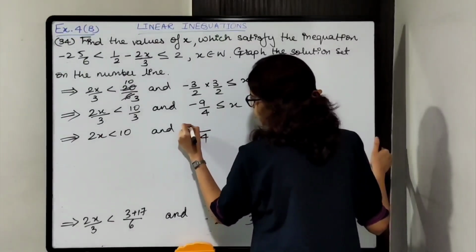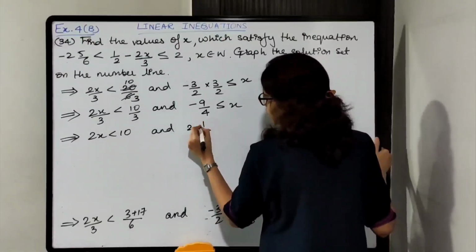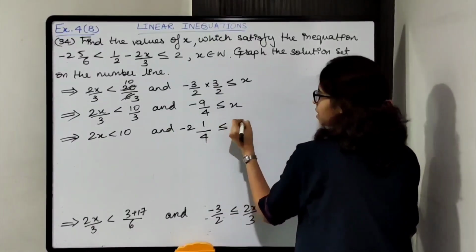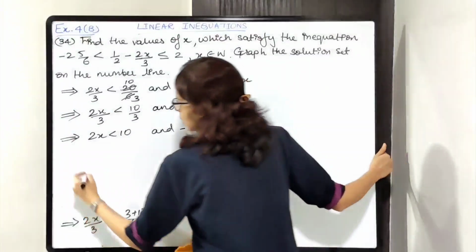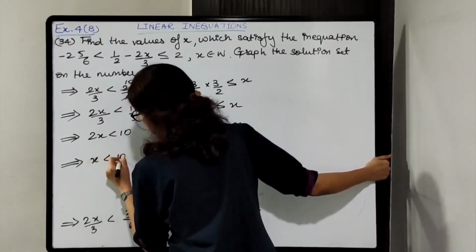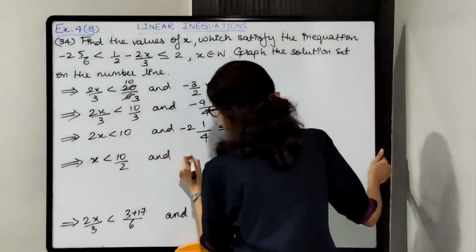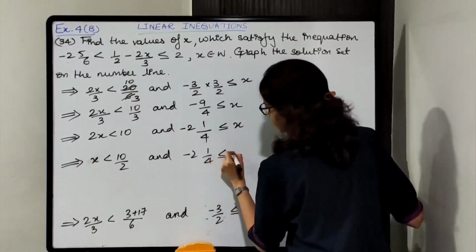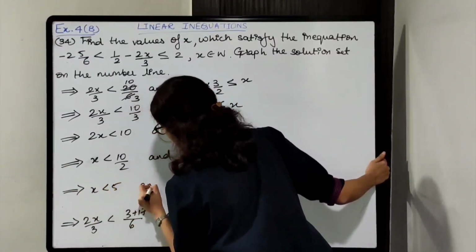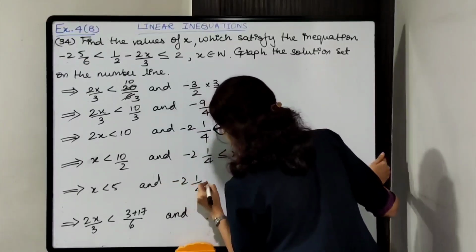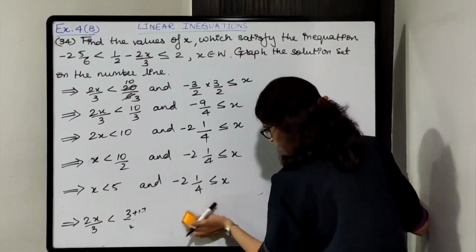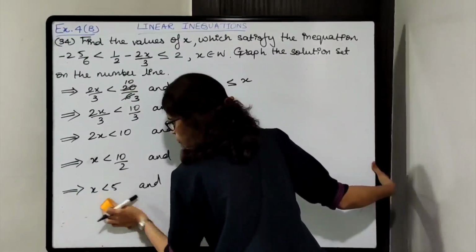So 4 2s are 8 and 1 is the remainder. So minus 2 1 by 4 is less than or equal to x, and here we'll get x is less than 10 by 2, and here we have already solved. So x is less than 5 and minus 2 1 by 4 is less than or equal to x. So we got the range of x. Okay, we'll combine it and see what will be the range for x.